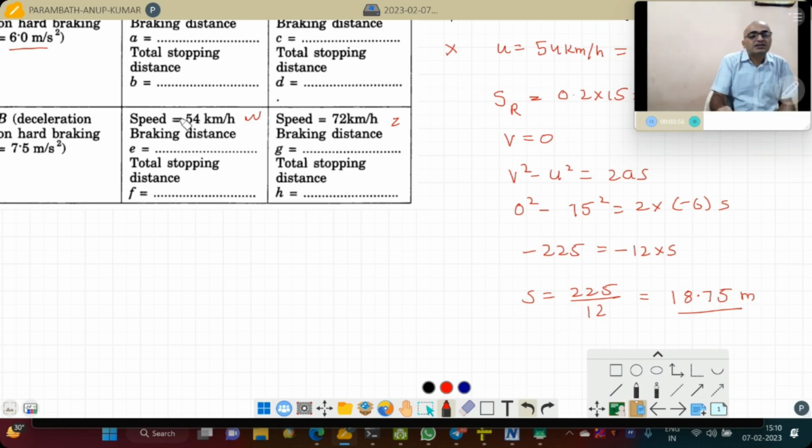So the total stopping distance. Here the braking distance I can put as 18.75 meters. The total stopping distance is the reaction time distance plus the braking distance, that is 21.75 meters, students. And now with the other situation, let us see what happens.